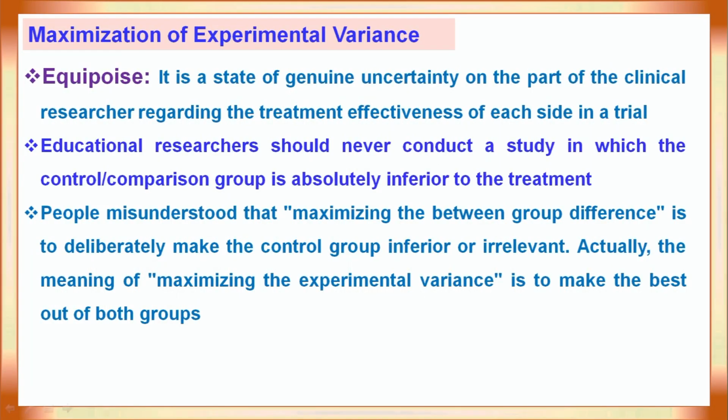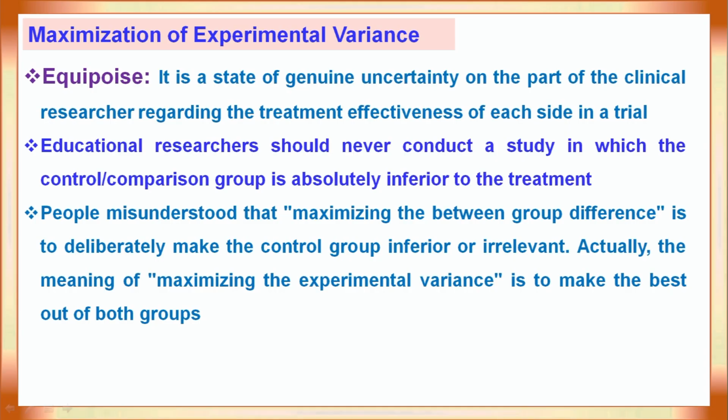So, an educational researcher must never conduct a study in which the control or comparison group is absolutely inferior to the treatment or experimental group. They must keep that in mind. People mostly misunderstand that maximizing the between group difference means deliberately making the control group inferior or irrelevant. Actually, the meaning of the maximization of the experimental variance is to make the best out of both groups.